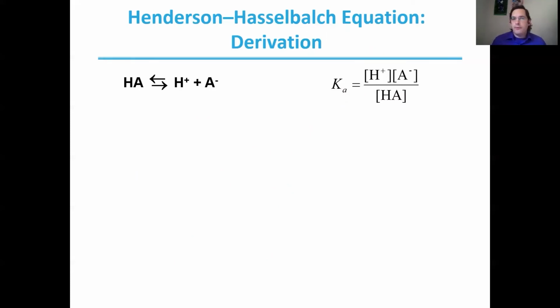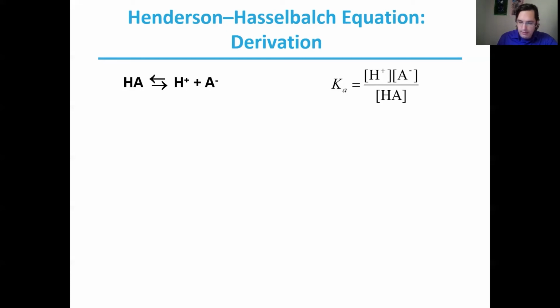Now, when we're working with buffers in biochemistry, we commonly use the Henderson-Hasselbalch equation to allow us to quickly calculate the pH for a given ratio of our buffering components. So I want to quickly show you where the Henderson-Hasselbalch equation comes from, and then how we can apply that to easily calculate the pH within a given buffer system.